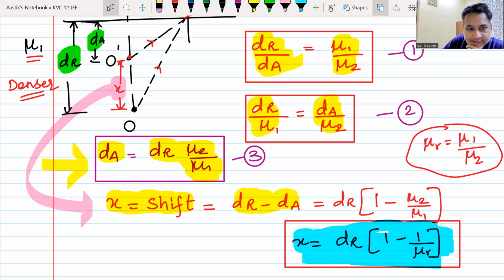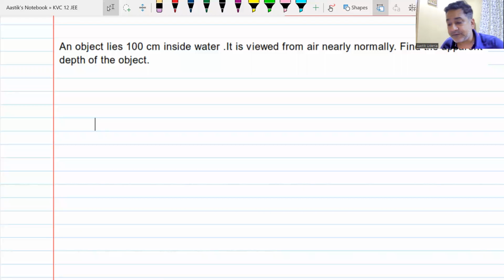Then we will solve a question and let us see if we can do this. Remember, questions are going to be pretty simple. Don't get confused by the questions. They won't ask you to draw the diagram. This is not required. You just have to remember the concept and make your own ways of remembering the concept. So this is the question. An object lies 100 centimeter inside water. It is viewed from air normally. Find the apparent depth.